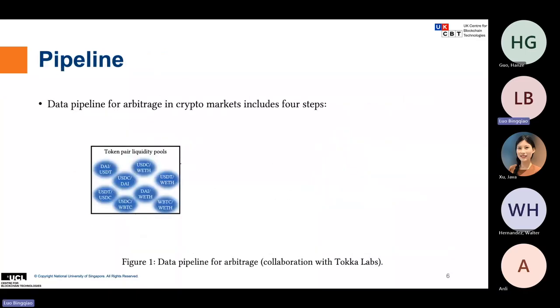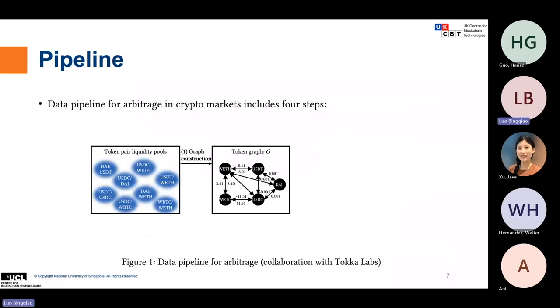With our collaboration with Toka Labs, we came up with this data pipeline for arbitrage in the crypto market, which can be used as a generalized pipeline for the industry. It includes 4 steps, starting from the data we have gained about the liquidity pools on the decentralized exchange. The first step is to build them as a graph, where the nodes represent the tokens and the edges represent that there are some tradable pairs between these 2 tokens.